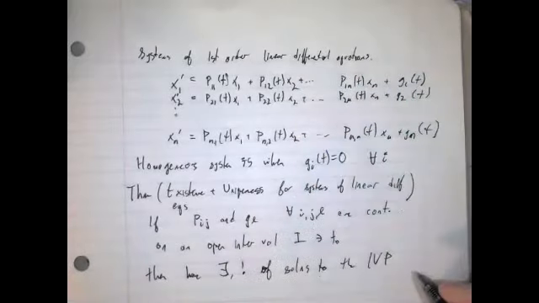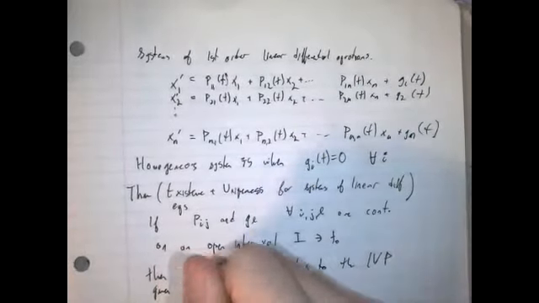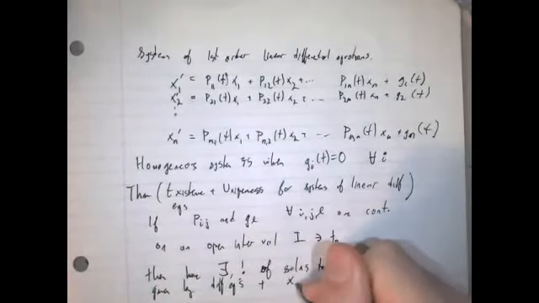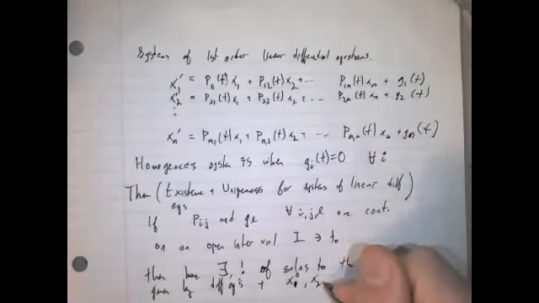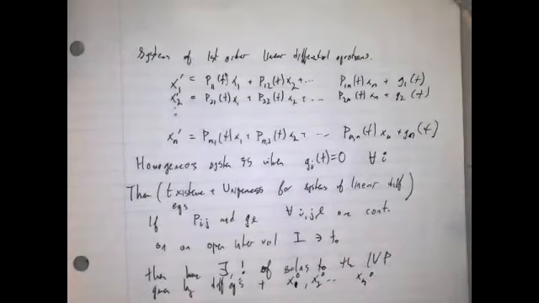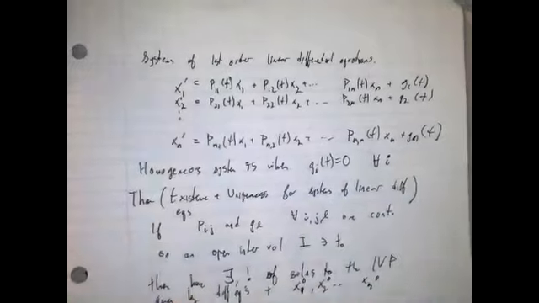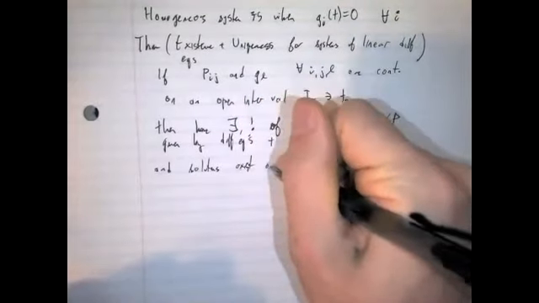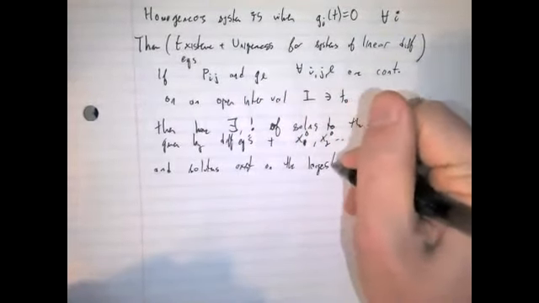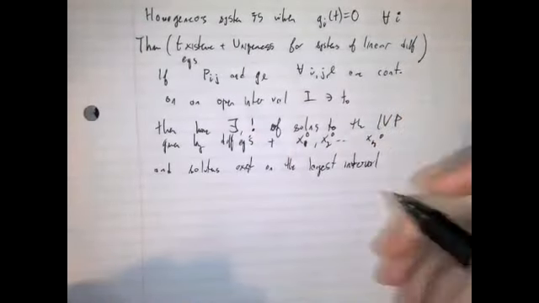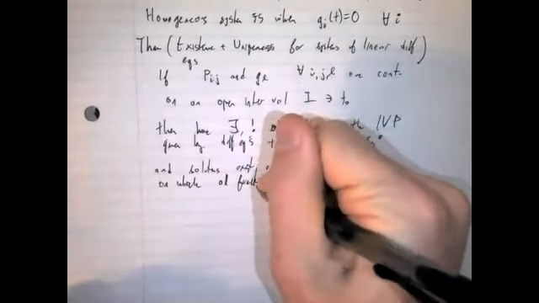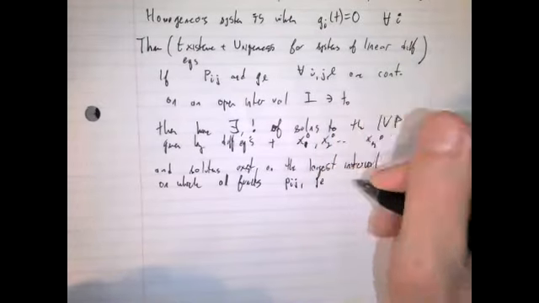given by this differential equation, plus the initial conditions x1 naught, x2 naught, all the way up through xn naught, and solutions, oh, sorry, I'm writing too far down, exist on the largest interval on which all functions Pij and gl are continuous.